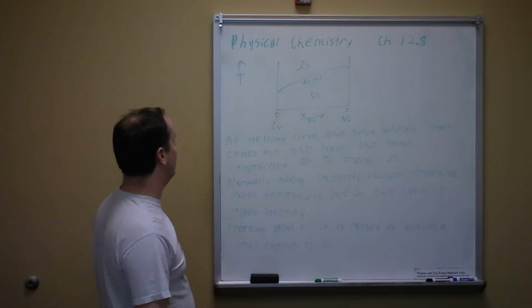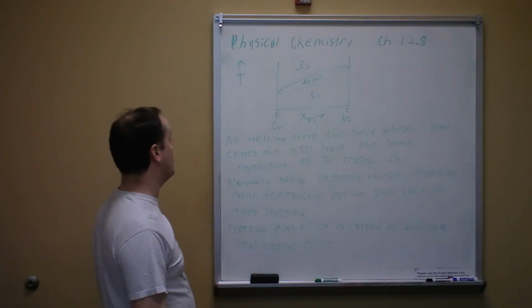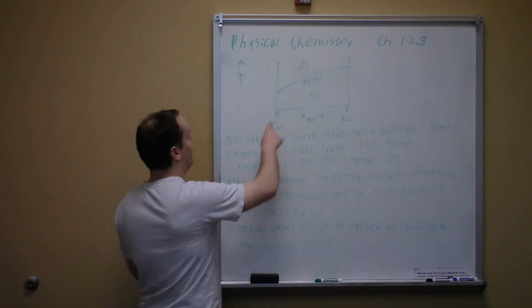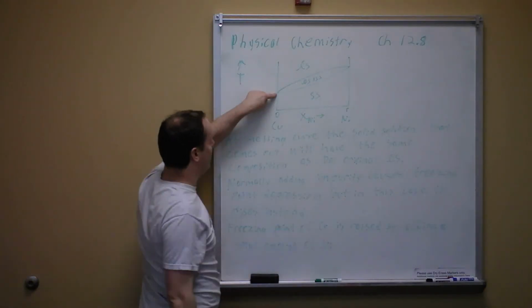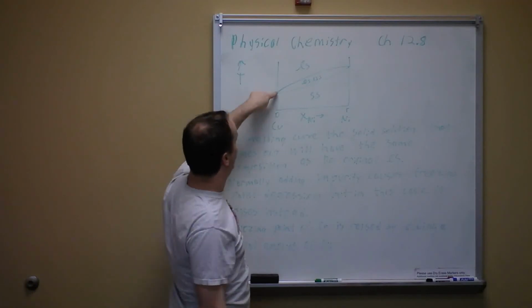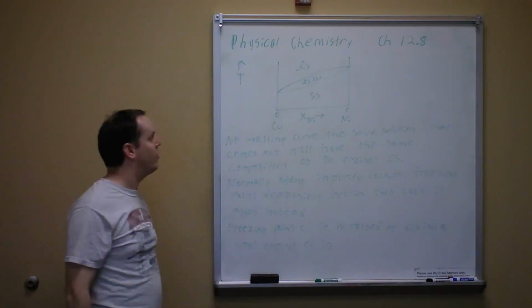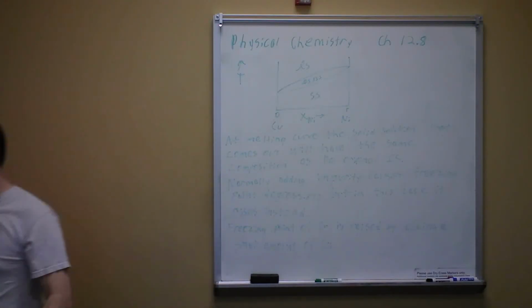Now remember, from your colligative properties, normally when you add an impurity, it causes freezing point depression, but in this case, it actually rises instead. Notice, here's your freezing point of pure copper. When you add a little bit of nickel, your freezing point actually goes up. So this is an exception to that rule.